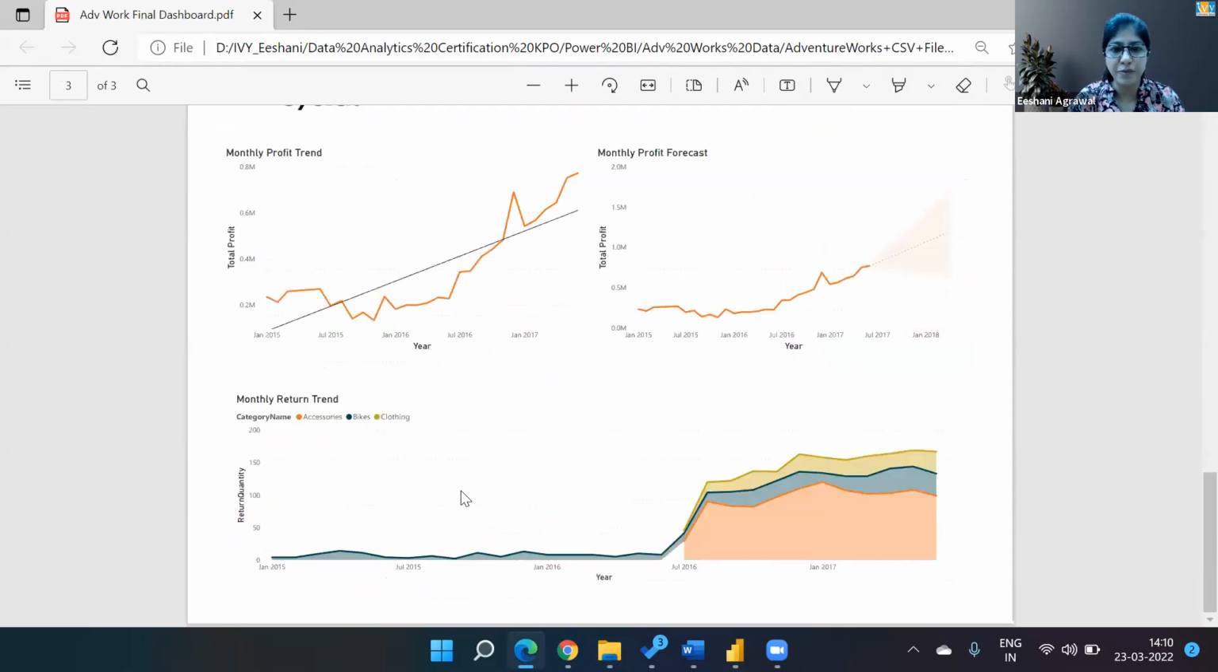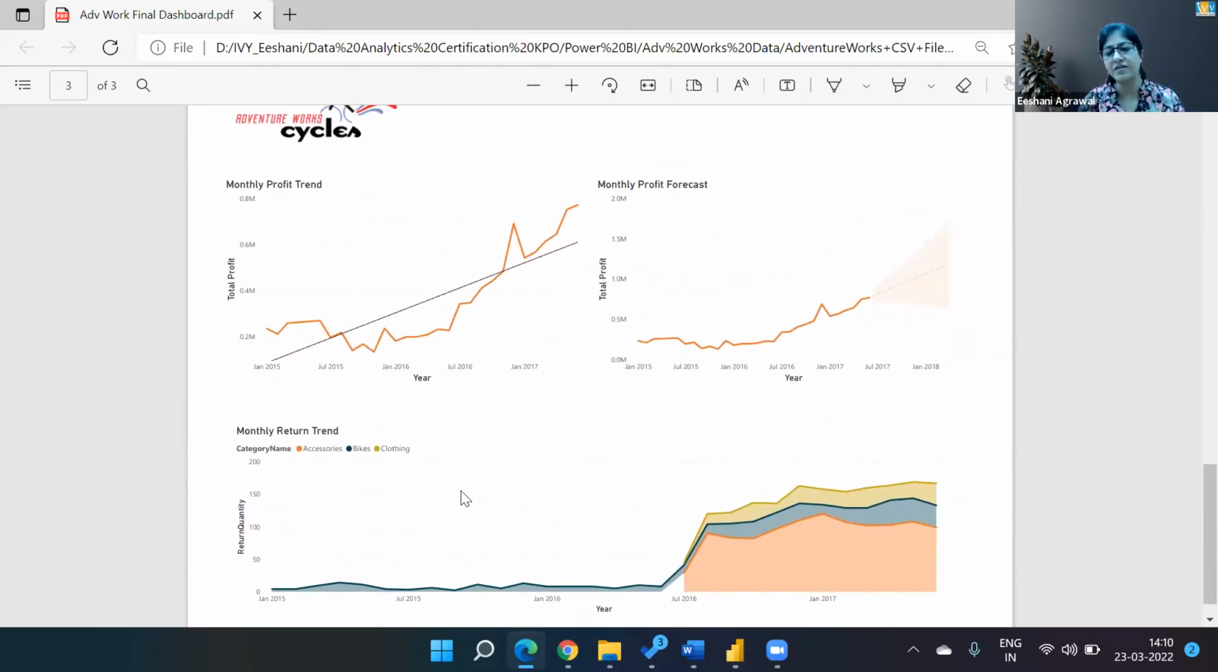Okay, in this dashboard, we are going to try and create this sheet over here. There are a couple of things in this. One is that we are trying to do a forecasting, and one is we are trying to do a trend analysis, like what is the general trend of the data. Then we are also working with monthly return sales trend. What has been the trend, which category has been returned more, and so on and so forth.